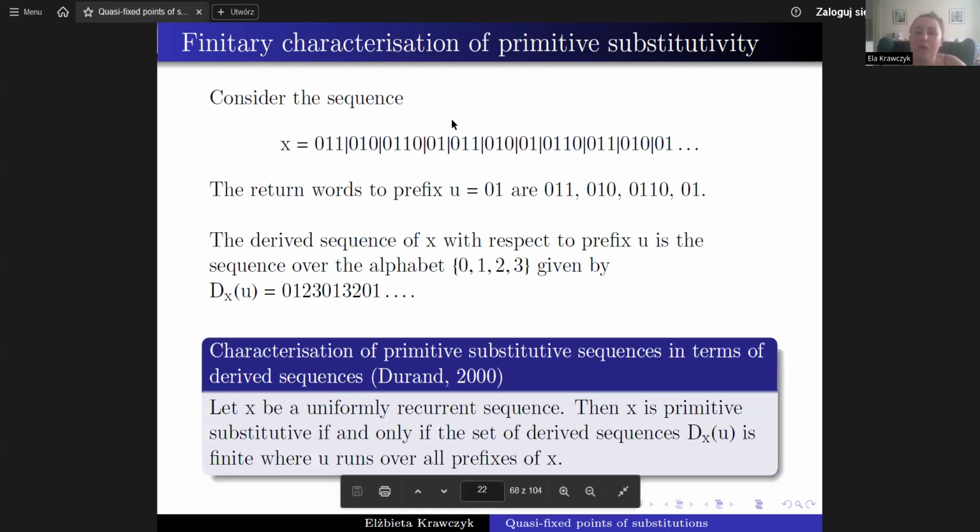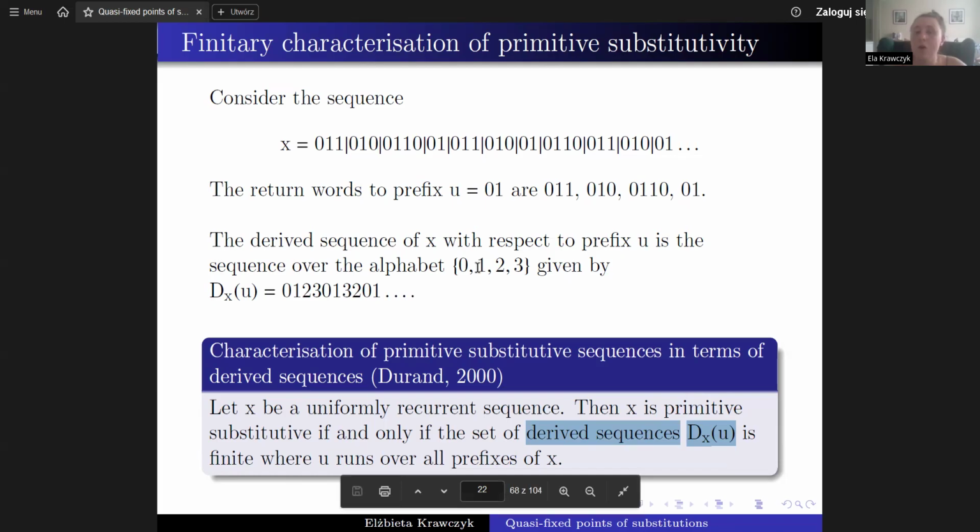So now you can do this for all prefixes U of your sequence. And what this characterization of Durand says is that if you start with a uniformly recurrent sequence, so a sequence in which every word appears with bounded gap, then the sequence X is primitive substitutive if and only if the set of these derived sequences, as U ranges over all prefixes of your sequence, is actually finite.